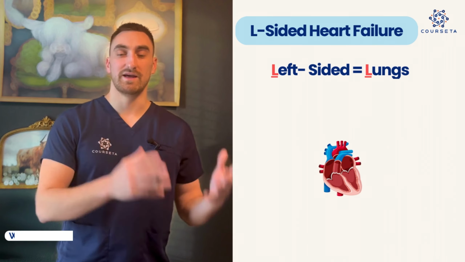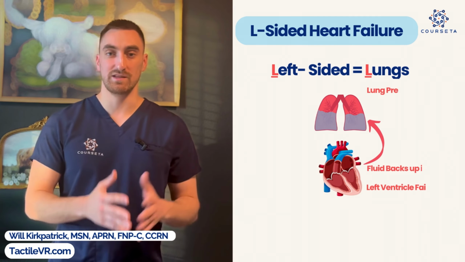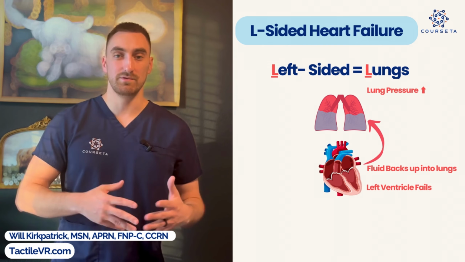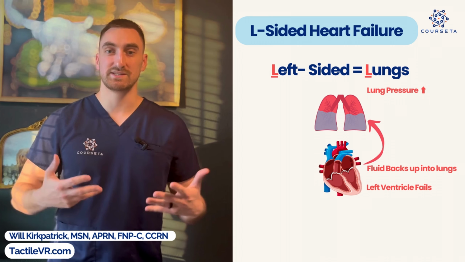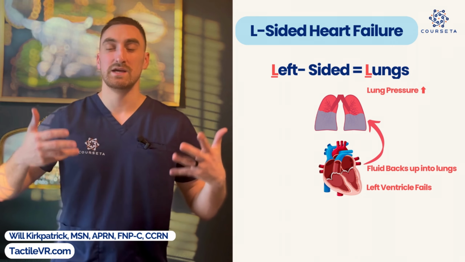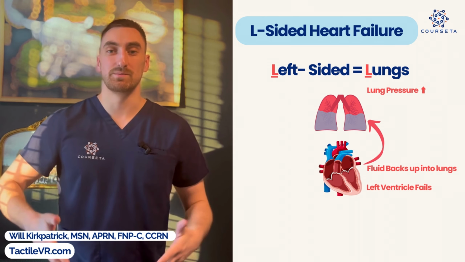When we have a left-sided heart failure, that is your left ventricle, which gets blood from the lungs. So left equals lungs. That blood backs up into the lungs, and the lungs get increased fluid that stays in those lungs and it increases the pressure. What happens when there is increased pressure in the lungs? What does it actually put pressure on?